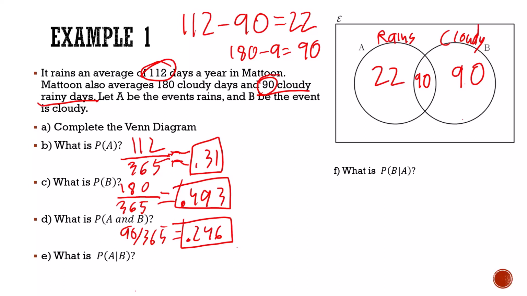But what does E say? This says rainy if cloudy. So what do I know about that day? About the story in E? It's out of 180. Why? Yeah, so the denominator changes. Let me think about this, right? We know B has occurred, so that means I must be living in this yellow circle, right?